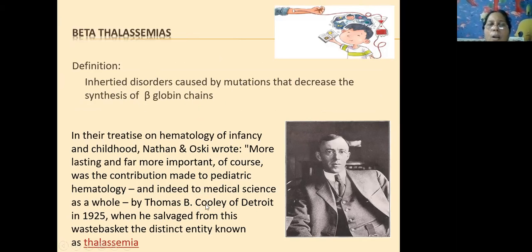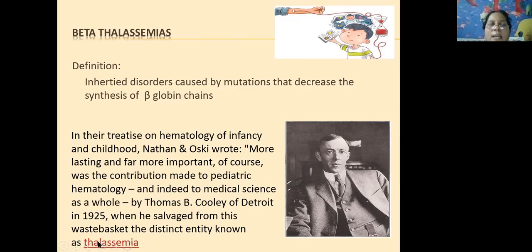It had been called Cooley's anemia, and this person is Thomas B. Cooley. He's a major person who worked on that. Initially, when the child became morbid, they would put them in a sack or throw them in some outskirts. All those were happening. Finally, he found out that it is due to thalassemia. They were not able to find out what it was due to, and it was a wastebasket. And he found out that it is thalassemia.